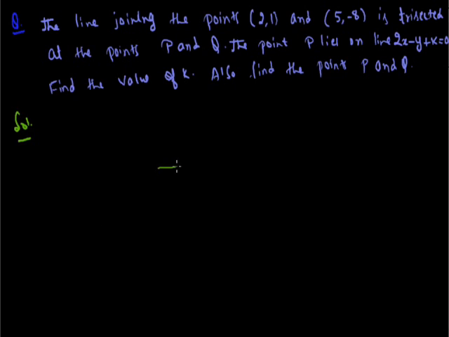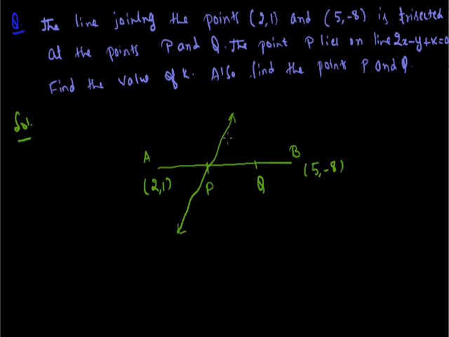Now solution. The line joining the points, let these be points A (2, 1) and B (5, -8). Now trisected at points P and Q. The line is passing through the point P. Now this line is 2x minus y plus k equal to 0. Now let the coordinates of P be (x1, y1) and the coordinates of Q be (x2, y2).